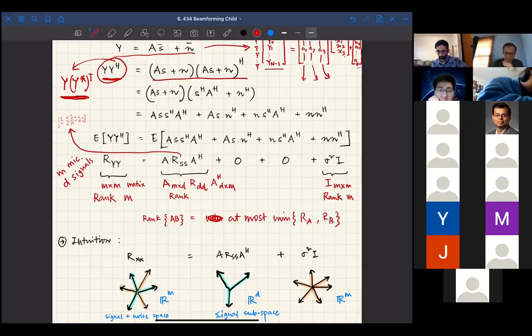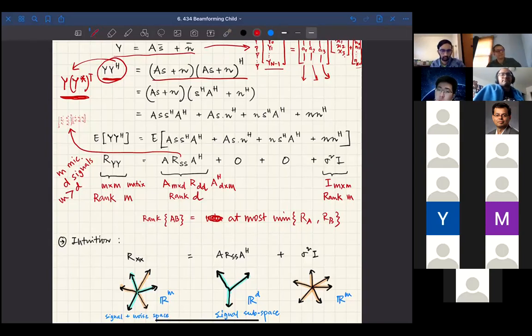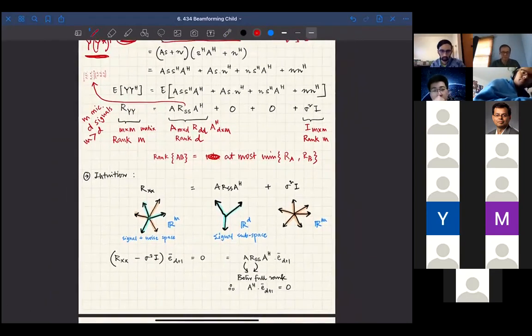Now tell me what is the rank of this matrix, A, RSS, AH? What is the rank of A? Let's say M is greater than D. The whole thing is rank D. Very good. So now look, what do we have?